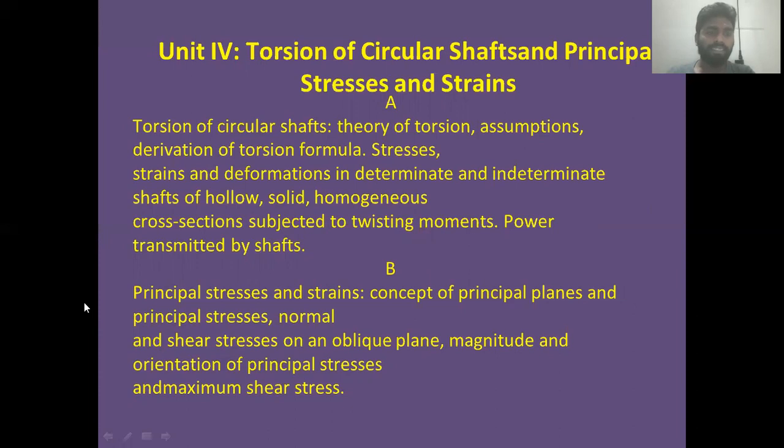Okay. So next is principal stresses and strains. In the section B, concept of principal planes and principal stresses, normal and shear stress on the oblique plane, magnitude and orientation of principal stresses and maximum shear stress. In this unit, we are going to see that much.